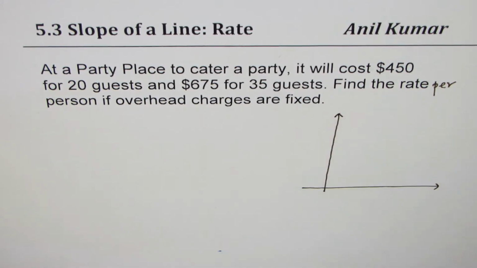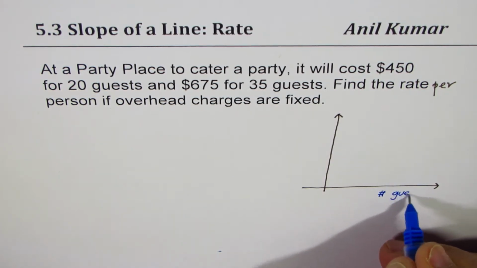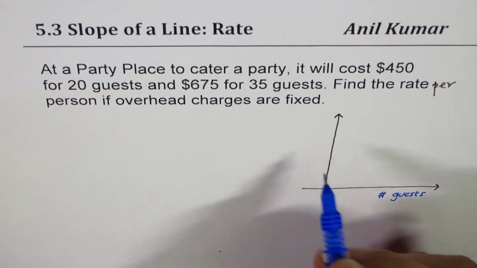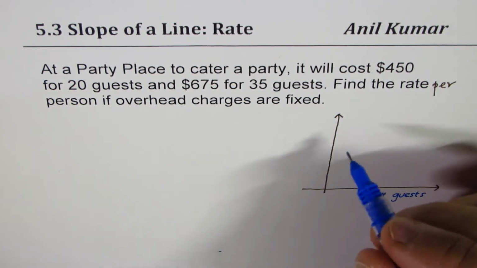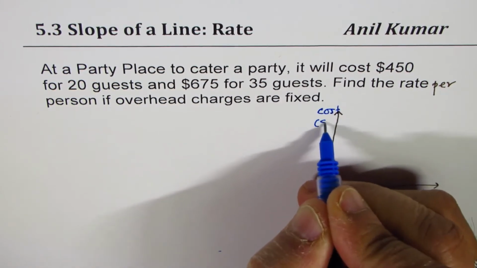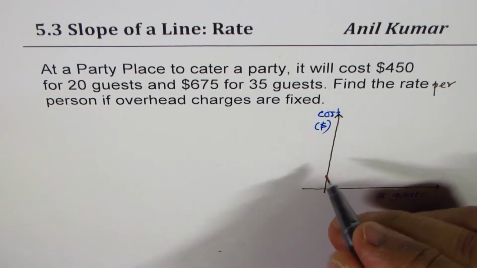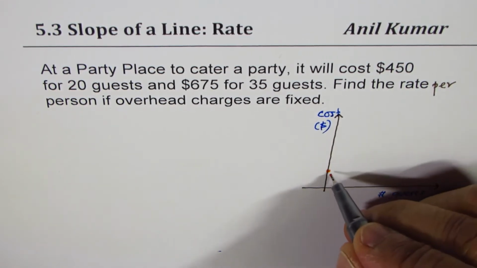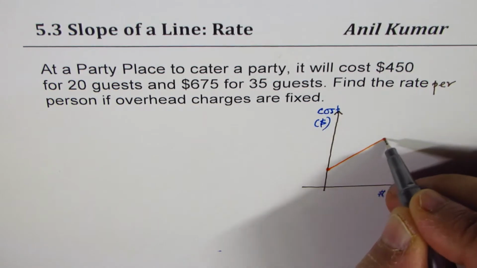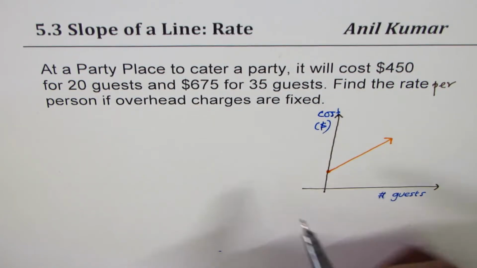On a graph, on the x-axis we have the number of guests, and on the y-axis we have the cost in dollars. So there is a fixed cost, and then per person some rate has been charged. So it's kind of like this: if the number of people increases, the cost increases by the rate.